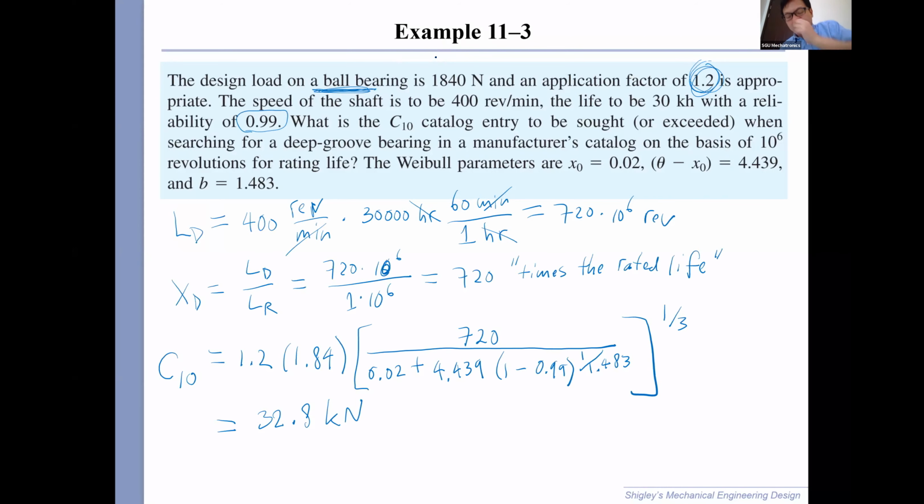Again, we can also ask the question the other way. This is called a design problem. In a design problem, you're given a requirement and you need to select a bearing. But in a different situation, you might be given a bearing, and you need to analyze what its lifetime is. In that case, XD here will be the unknown. The LD, the desired life, will be the unknown if I'm already analyzing a specific bearing. That can also happen.